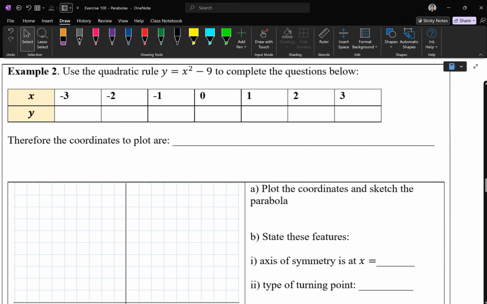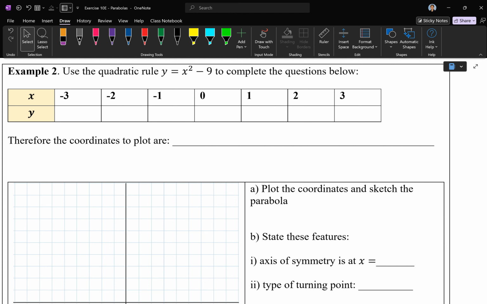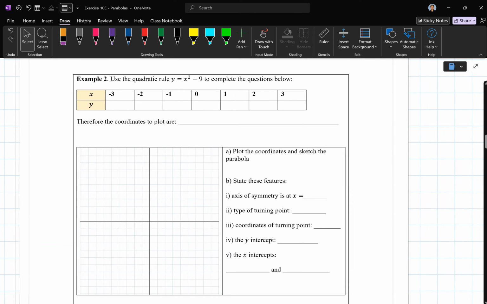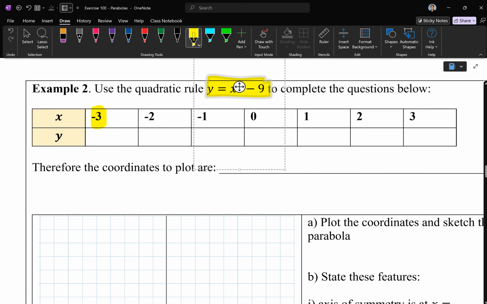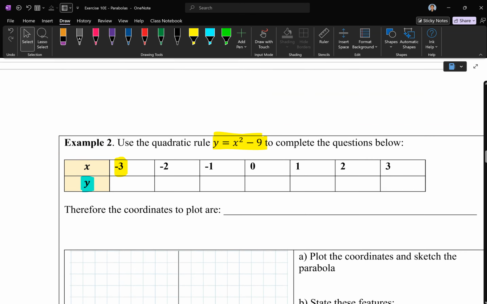10E will then say, okay, so now you can identify graphs, but what if I want you to plot the graph? Okay, so how do you plot the graph? Well, right now you've got a blank canvas. Your job is to plot the coordinates for this rule. Y equals 2, whatever x is, you're going to square it, and minus 9. Here's a table of values. They say when x is negative 3, what is my y value? So you sub it into your rule and you figure it out.